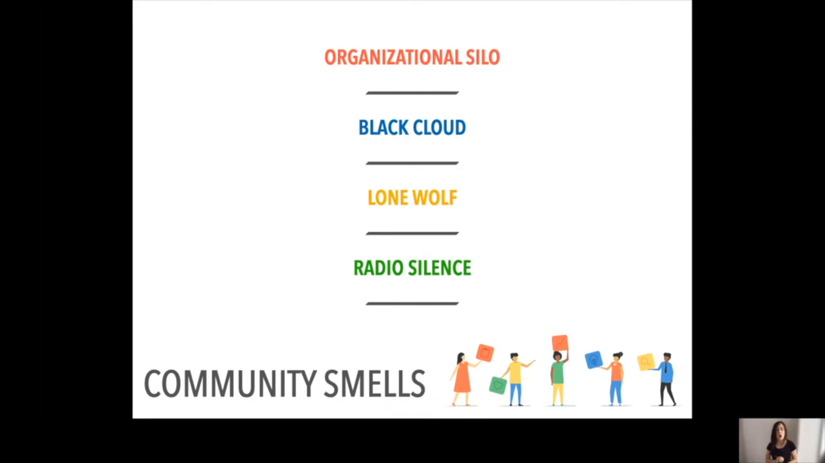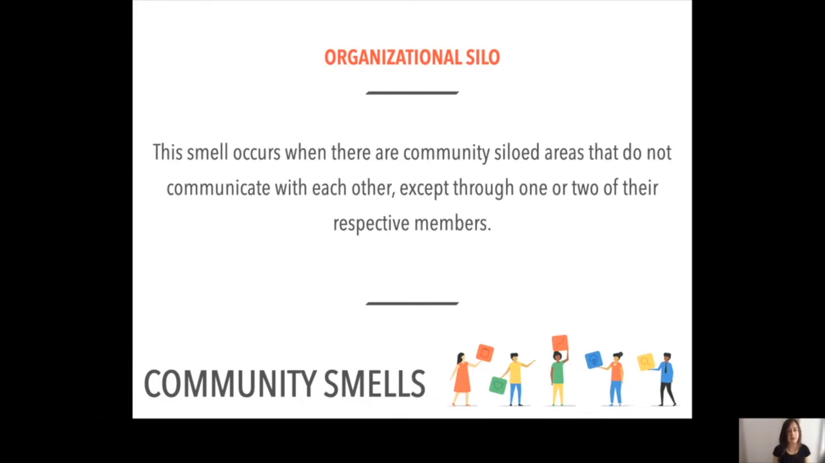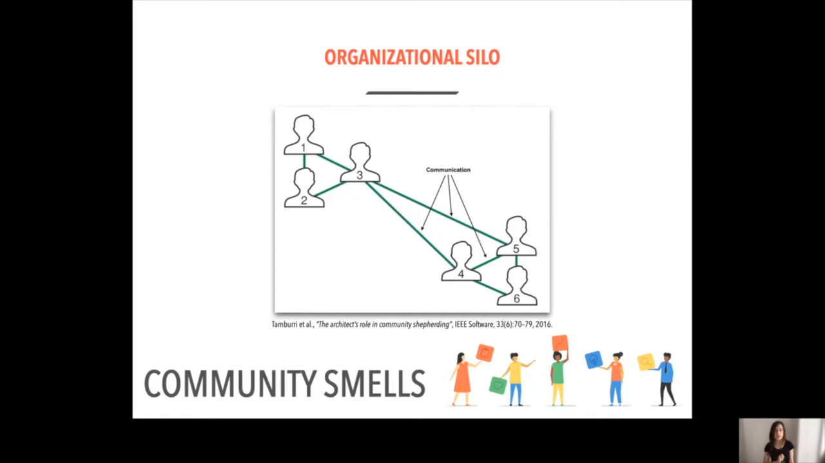In particular, we focused on four different community smells, starting from the organizational silo community smell, which occurs when there are siloed areas of the community that do not communicate with each other except through one or two of their respective members. And here there is the schema of this community smell.